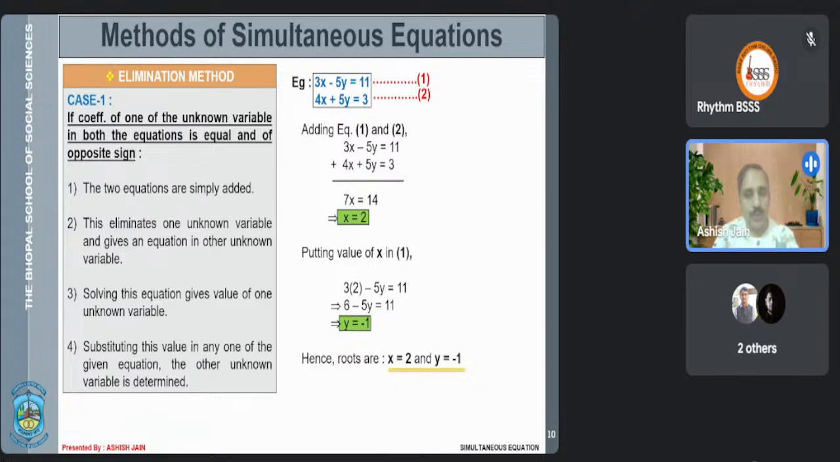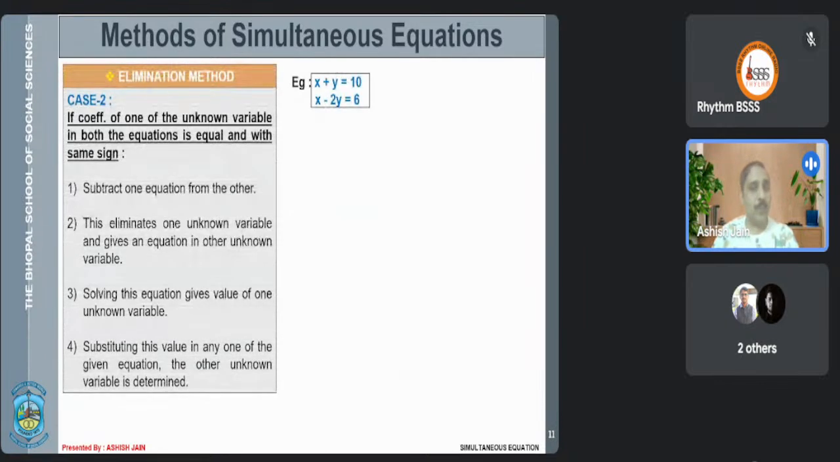This method of either adding or subtracting the equations is the elimination method, so please try to solve the problem with this method only, then only you'll get the full marks. Okay, so this is case number 1 in which we have the same coefficient but with opposite sign. Clear? Now we come to the second elimination method, or the second case of it, case number 2.